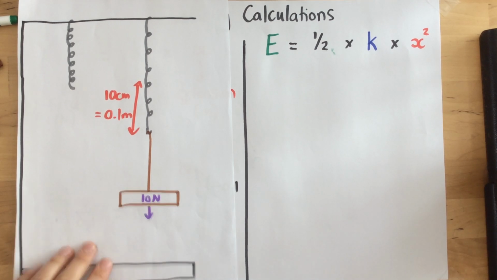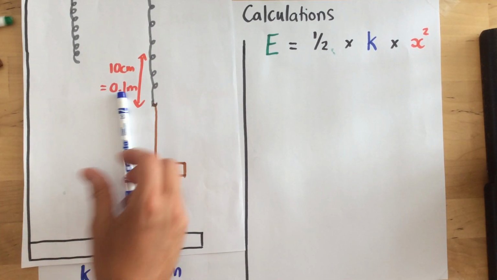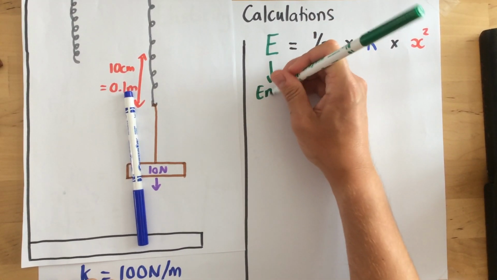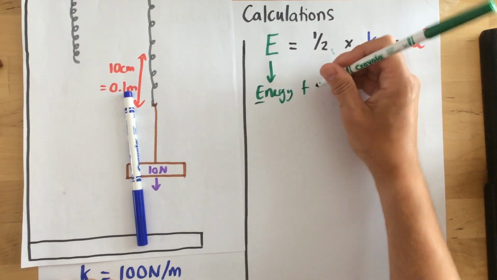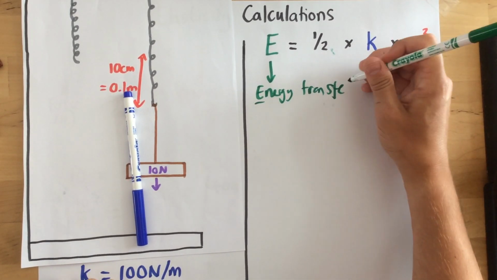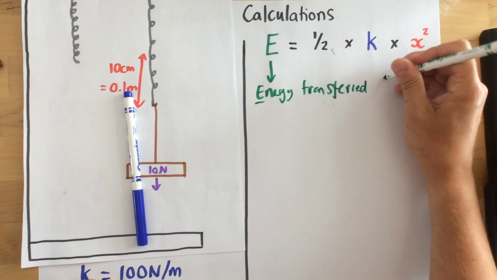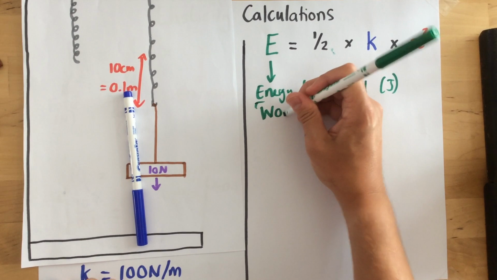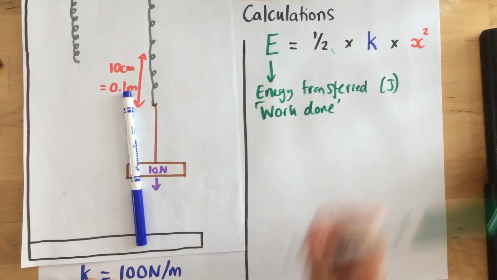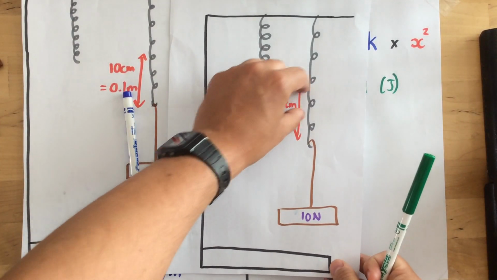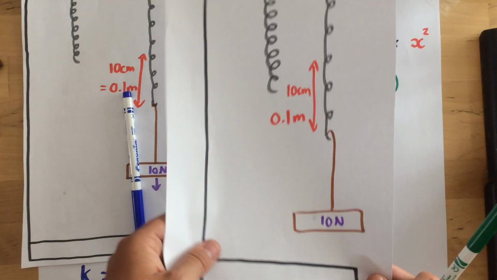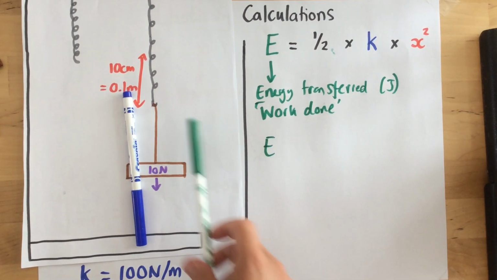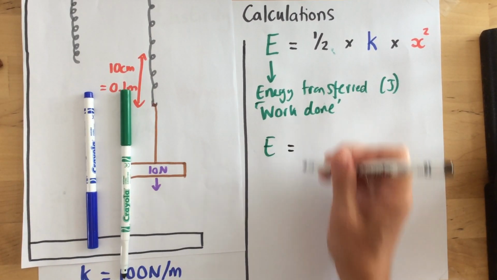Okay, so all we need to do is put the numbers in. So we have, I'll just make that clear first. E stands for energy transferred. Okay, and that of course is measured in joules. Now, another way of saying this is work done. So as the spring extends, how much energy is being transferred? How much work is being done? So now we know the spring constant, we just need to put the numbers into the equation.